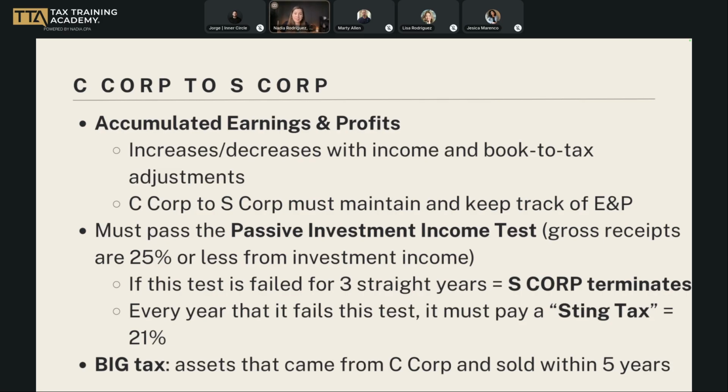Also, we have the big tax, the built-in gains tax. Another problem that comes when you used to be a C Corp and now you're an S Corp: the assets that come through from the C Corp, if you do sell any of those assets within 5 years, you are subject to the built-in gains tax.